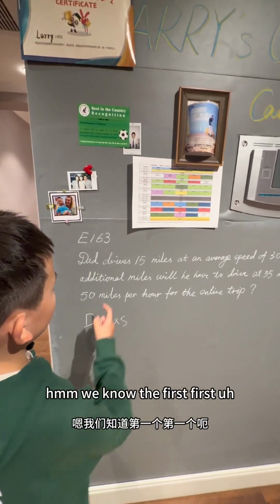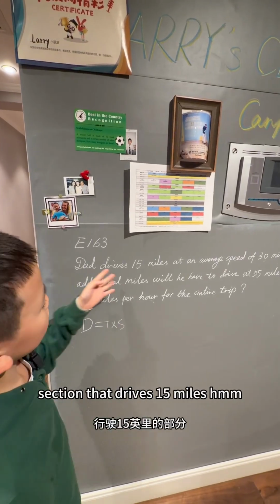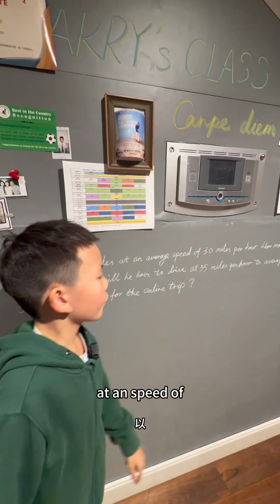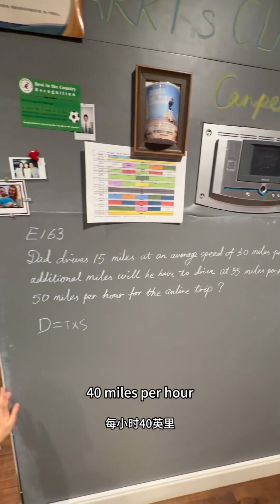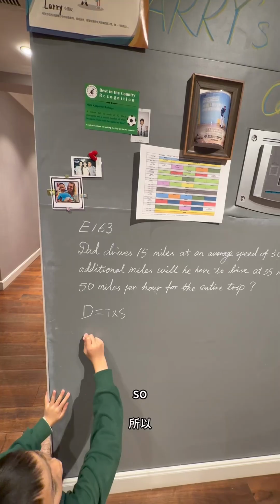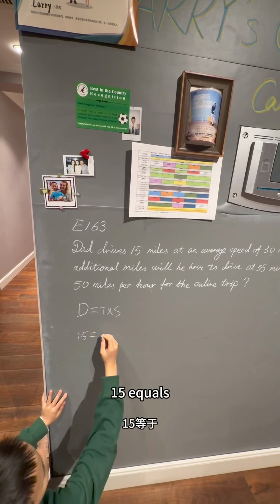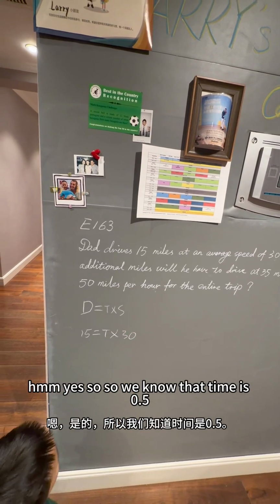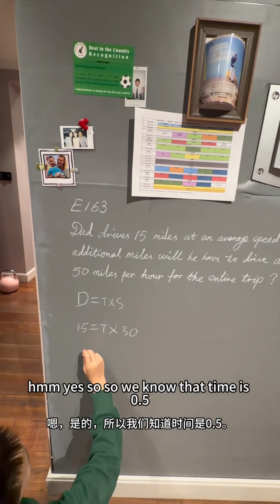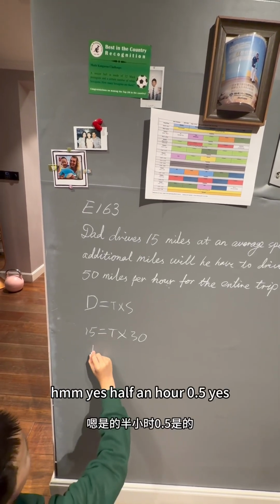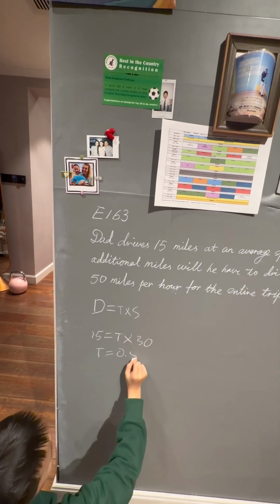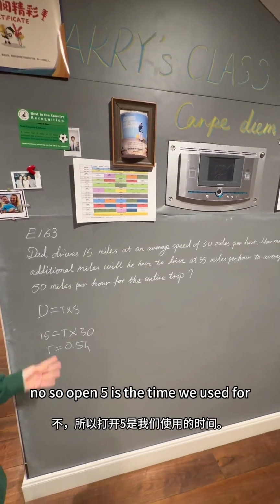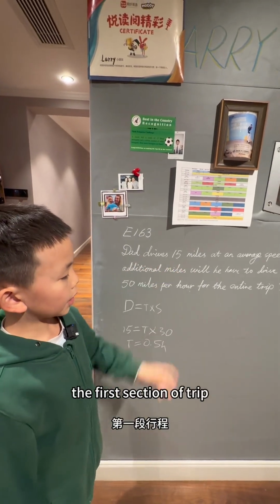We know the first section: Dad drives 15 miles at a speed of 30 miles per hour. So 15 equals time times 30. So we know that time is 0.5, half an hour. That's easy. So that's the answer? No. 0.5 is the time we used for the first section of the trip.